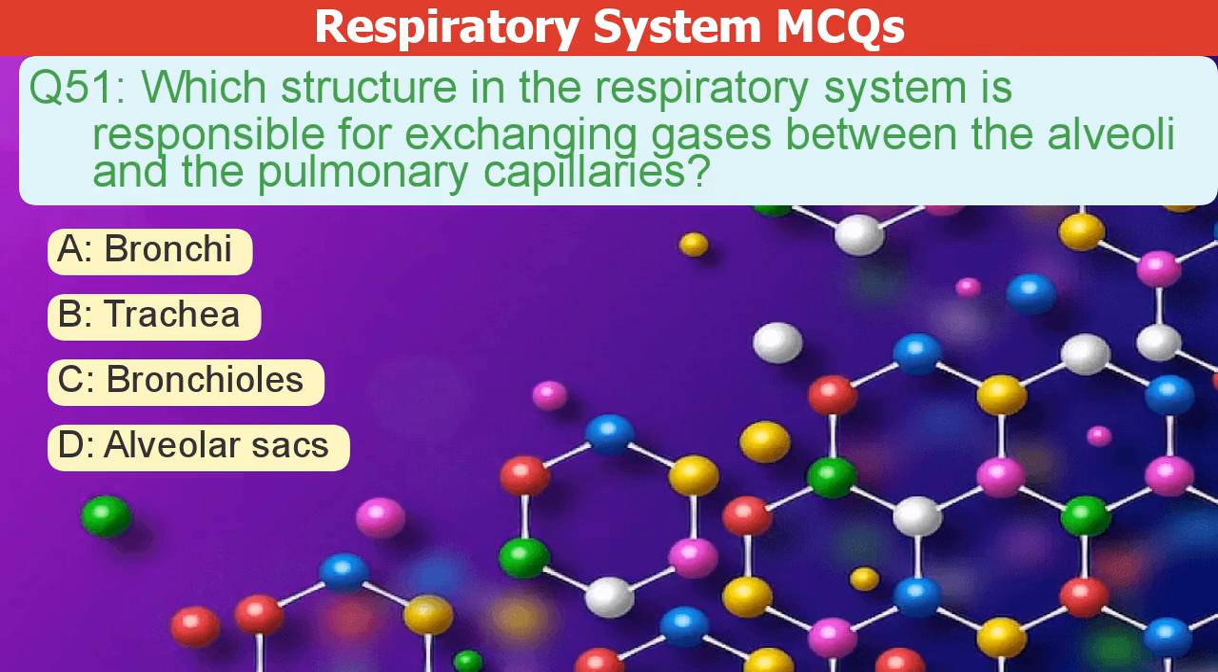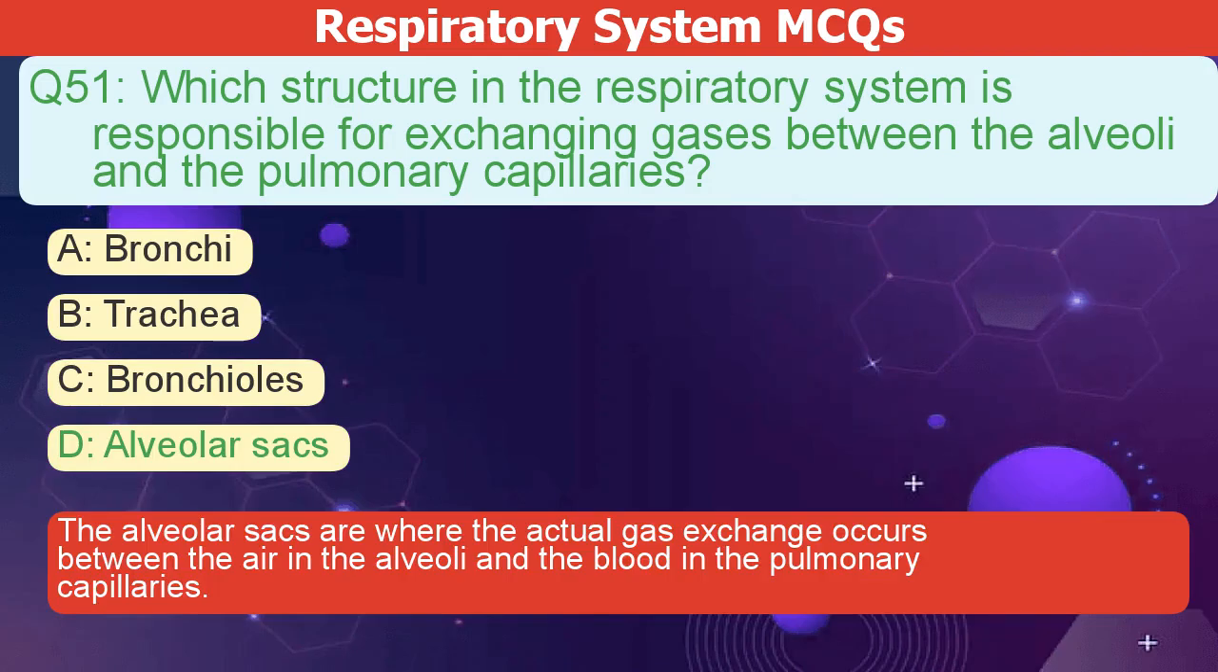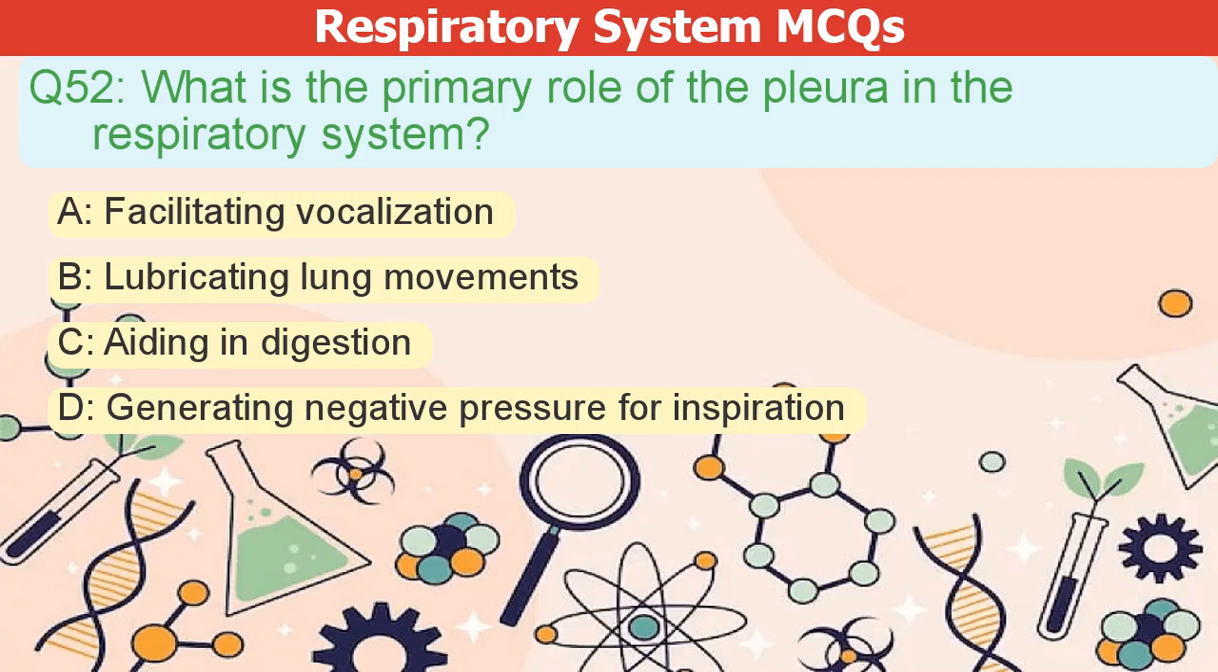Which structure in the respiratory system is responsible for exchanging gases between the alveoli and the pulmonary capillaries? A. Bronchi. B. Trachea. C. Bronchioles. D. Alveolar sacs. The correct answer is D. The alveolar sacs are where the actual gas exchange occurs between the air in the alveoli and the blood in the pulmonary capillaries. What is the primary role of the pleura in the respiratory system?